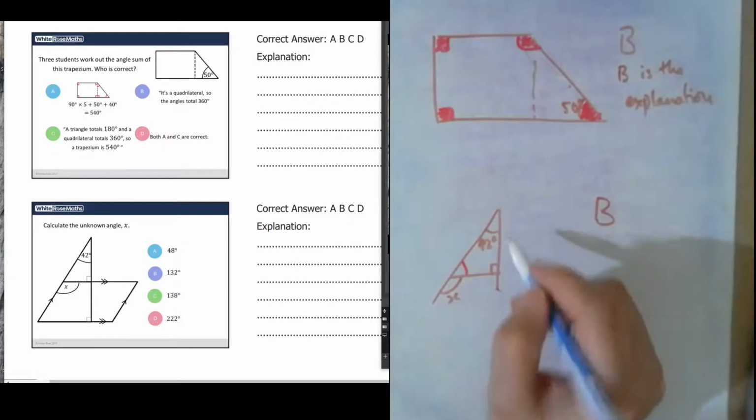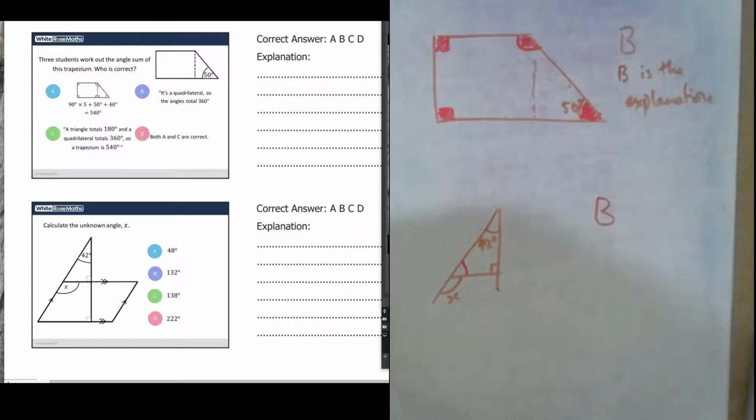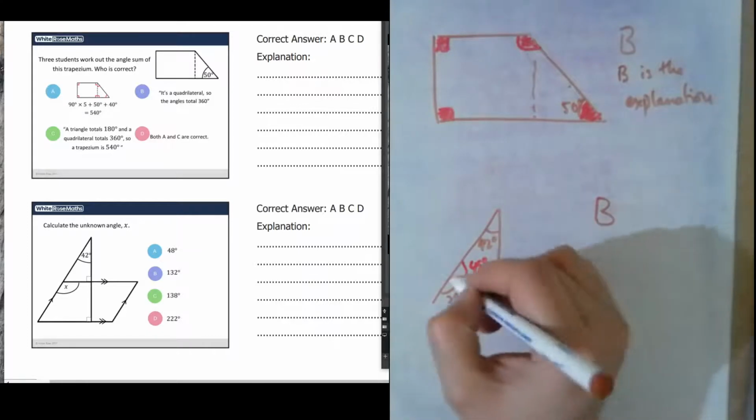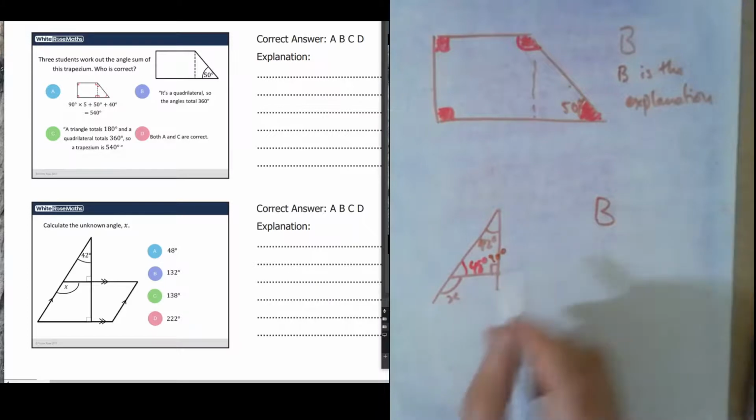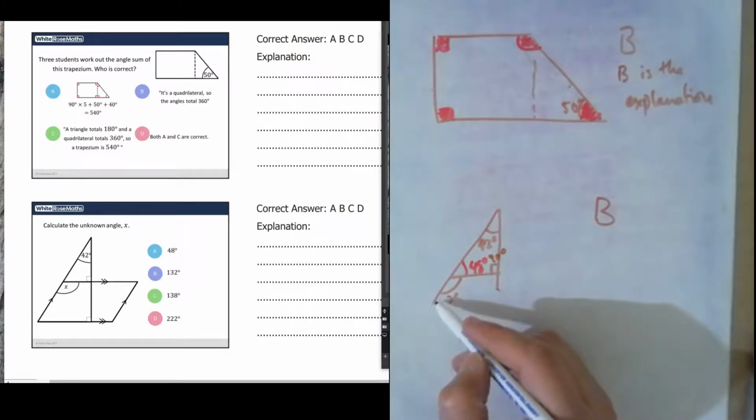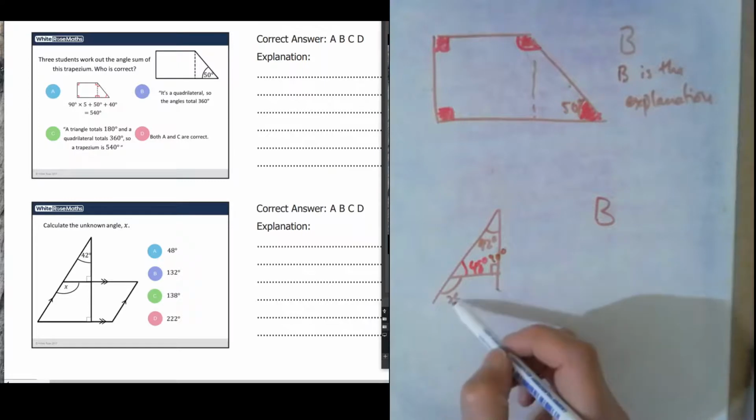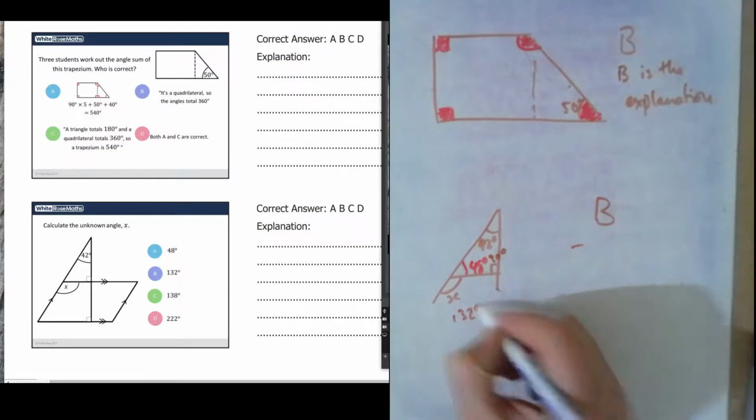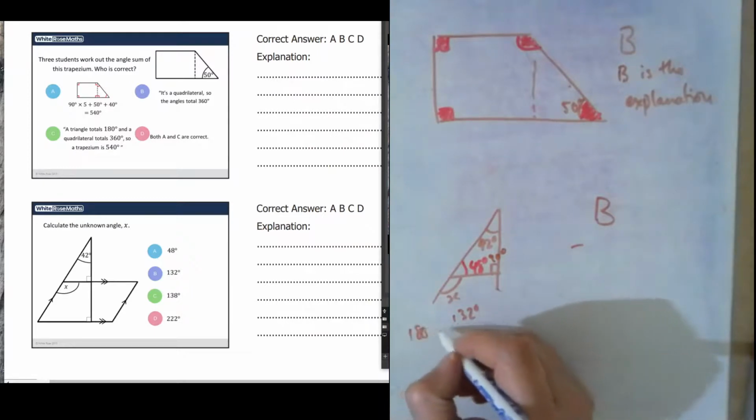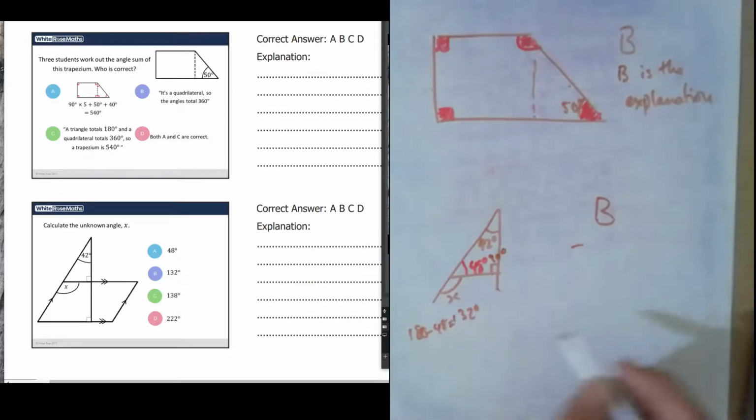So I would say angles in a triangle add up to 180 degrees. So if I've got that, I think that's 48, but let me just check. Yes, so this is 48 degrees. This is 48 because it's 180, take away the 90, take away the 42, and then I'm left with 48. And then this is angles on a straight line, add to 180, and then I am left with 132. So which explanation do I need? 180 take away 48 equals 132.